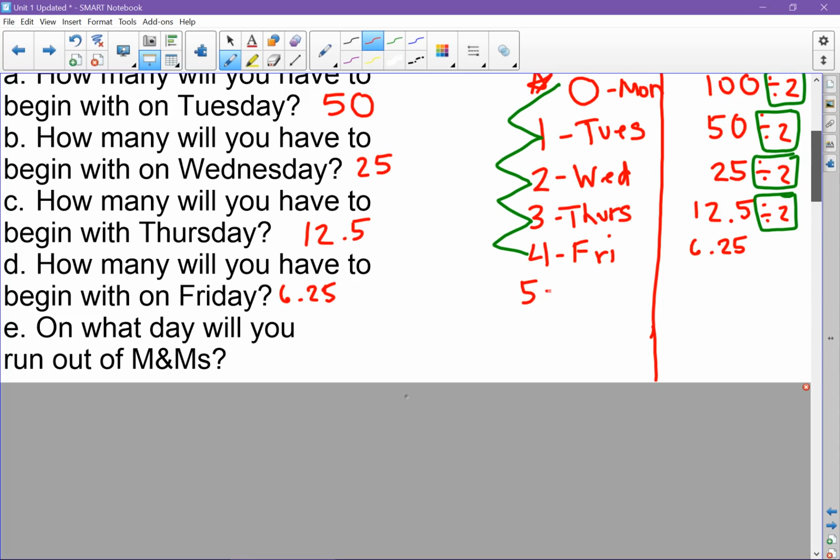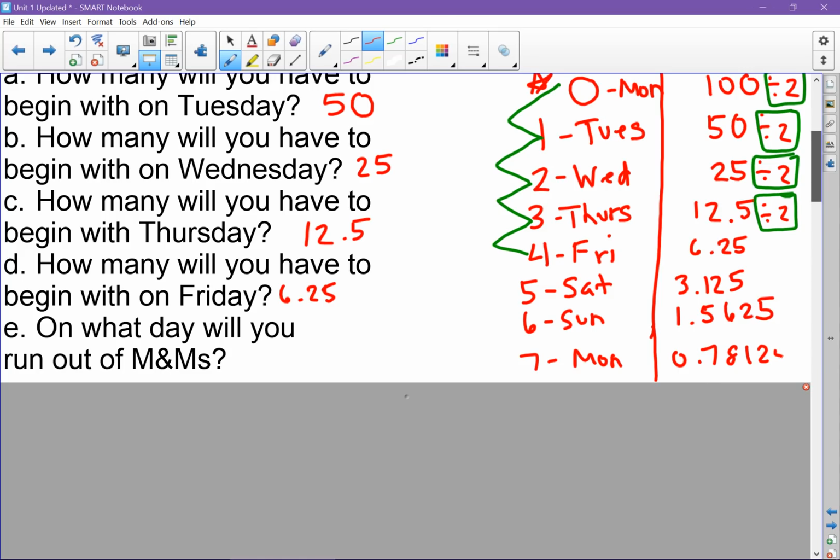If I add another day, that'll be Saturday. If I divide this in half again, I'm going to start having really small pieces of M&Ms. Let another day go by, divide it in half again, I'm going to have that much. If I have a whole week go by, on Monday, this is less than 1 M&M. So notice that my numbers are getting smaller and smaller and smaller.